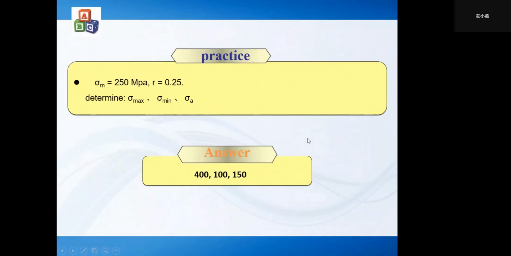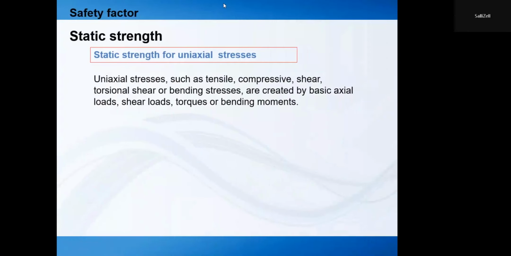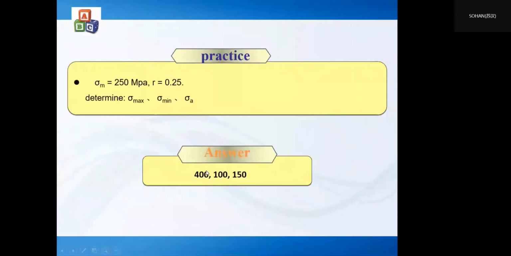Okay. Any problem? No problem. Let's have a break. Can you go back to the formula again of this problem? Yeah, the formula of this question.